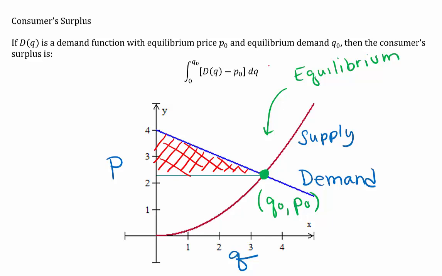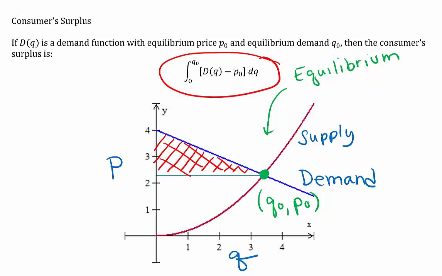And I have a formula right here for consumer surplus that says basically this area you integrate from 0 to your equilibrium quantity. The top curve is your demand function, and the bottom is your equilibrium price.